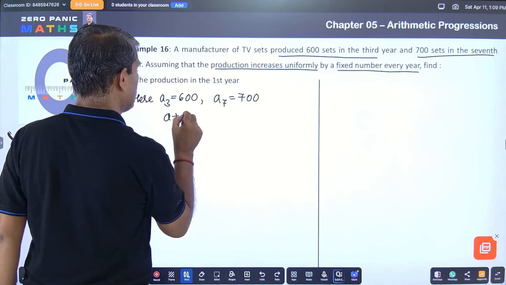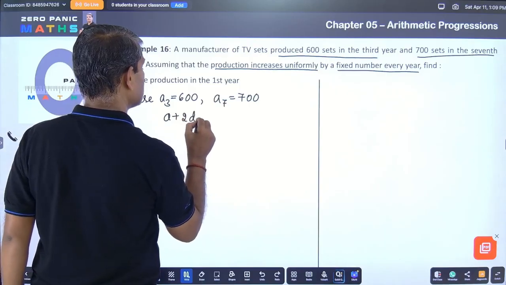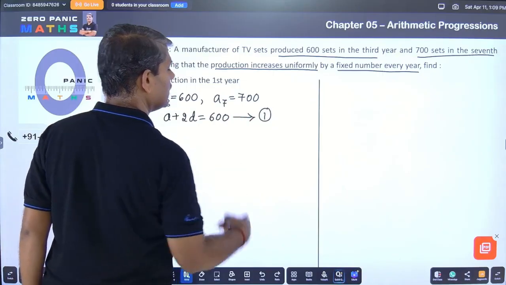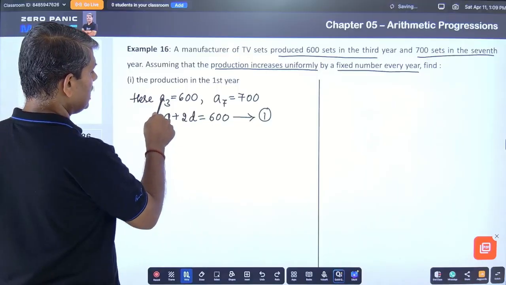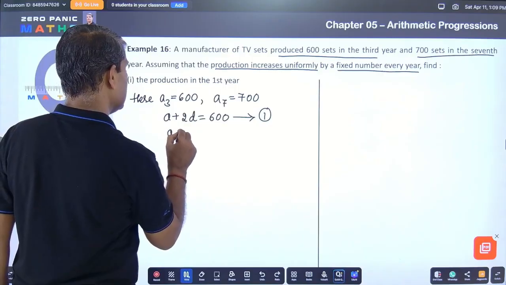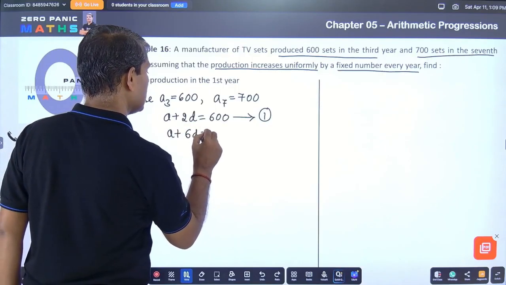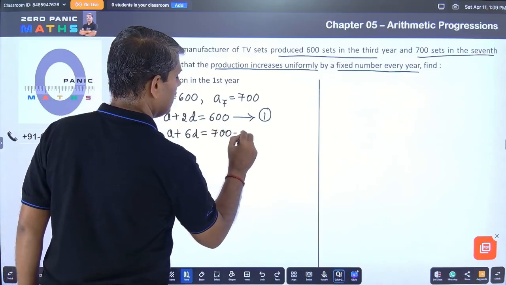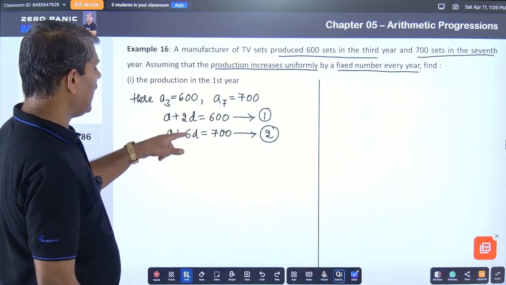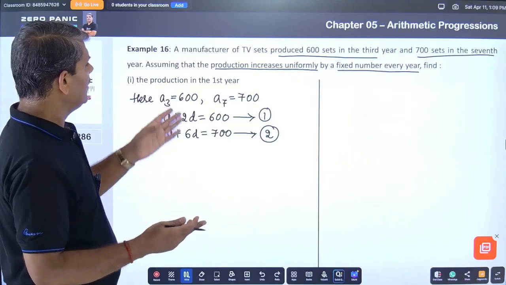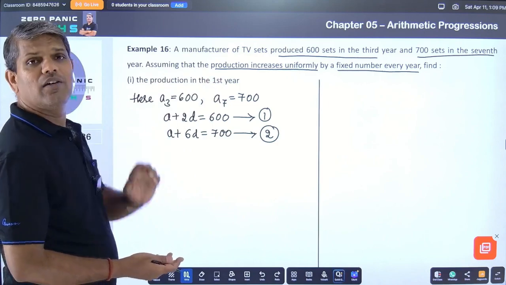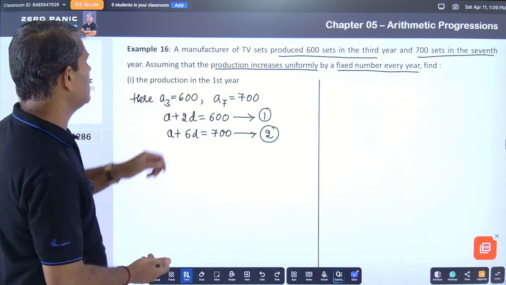We have seen such problems in the previous sessions. A plus 2d is equal to 600. This is from equation 1. This is A3. A3 is A plus 2d. What is A7? It is A plus 6d is equal to 700. So solve these two equations to get both A and d. When A is found, that is the answer for the first year, the production in the first year.